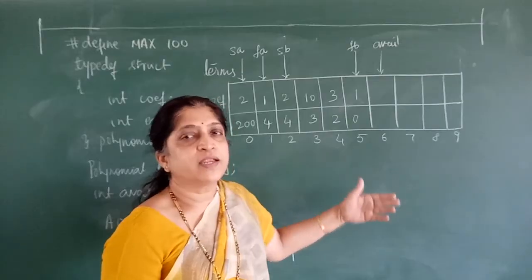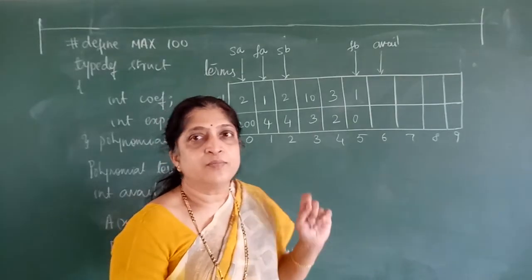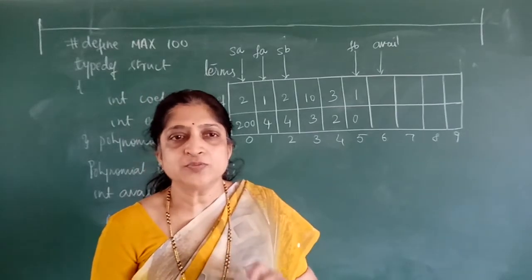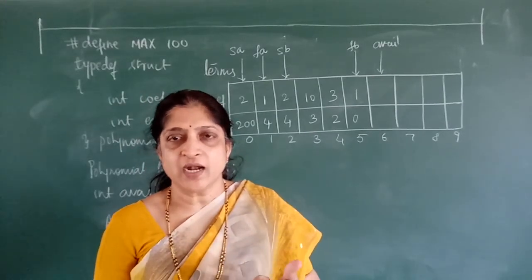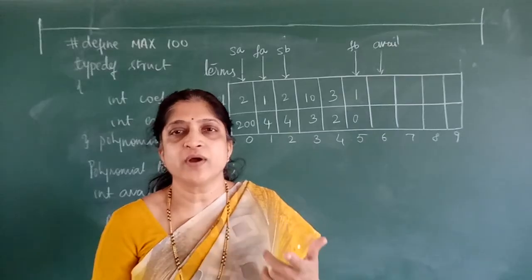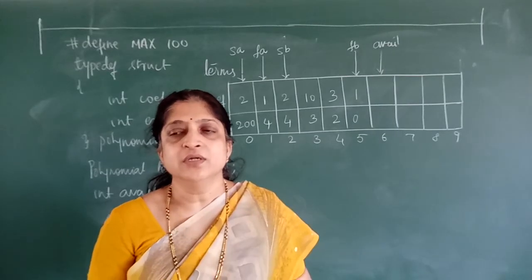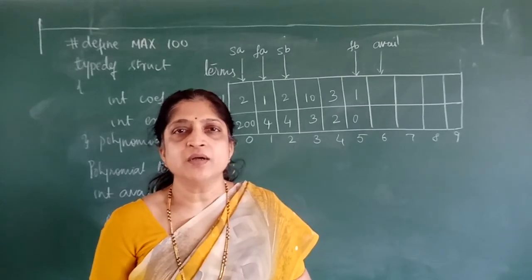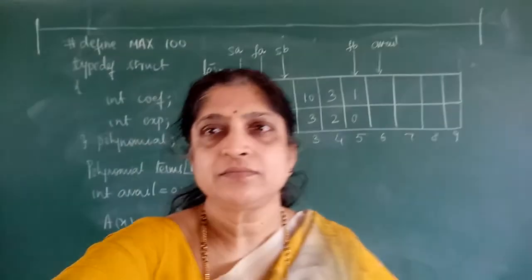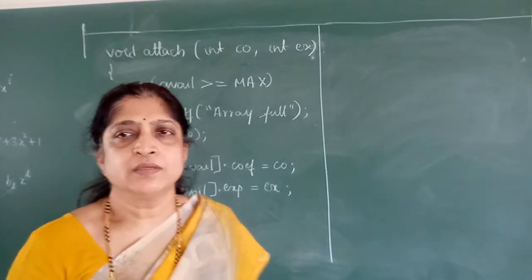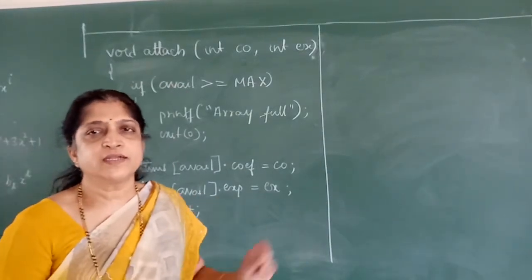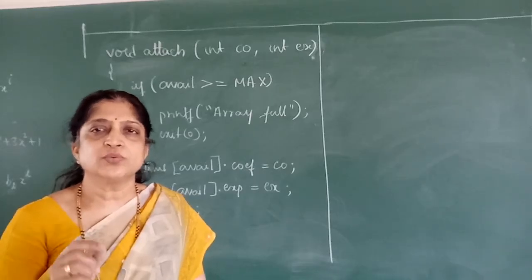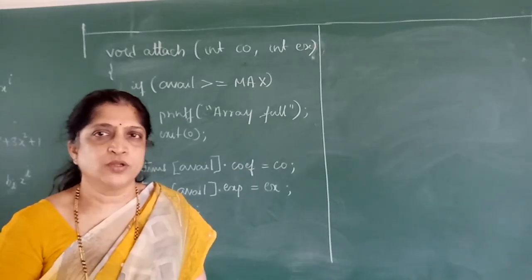Now we will continue writing the function for polynomial addition. So the function is polyadd. This polyadd function requires one attach function, and it also requires a macro for comparing the two exponents. We will first write those, then we will write the polyadd function. Here we have the attach function. This attach function is used to attach one term to the polynomial.